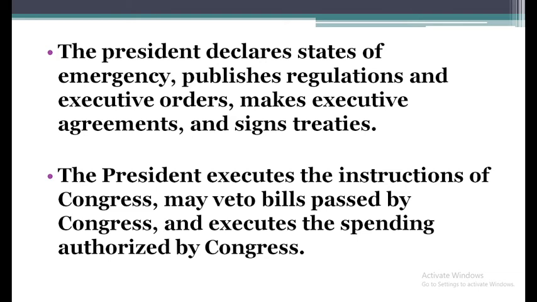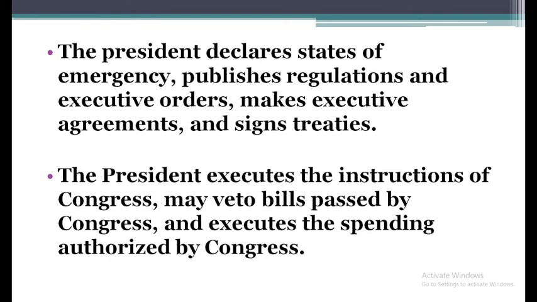Again, the President executes the instructions of Congress. He may also veto bills and execute the spending authorized by Congress. The President, as the executive head of the state, has the power to execute or implement those laws passed by the Congress or those instructions given by the Congress.